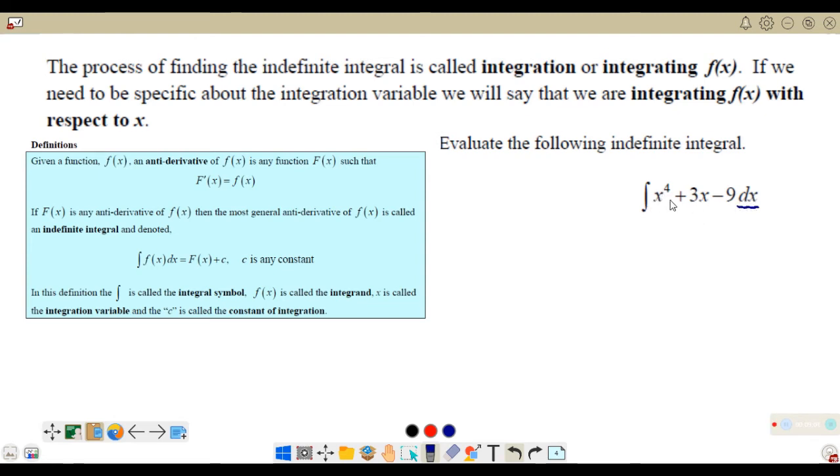So, kung ito ay x raised to the 4 plus 3x minus 9, ini-integrate natin siya with respect to the variable x. So, this variable can be changed into other letters. So, say for example, pwede mo to isulat as t raised to the 4 plus 3t minus 9 dt. But you have to be uniform. Whatever variable you used on your function, iyon yung gagamitin nyo for d, naka-affix sa d.